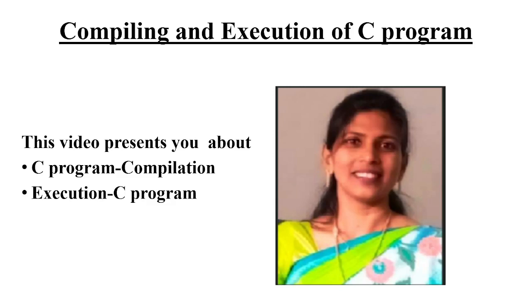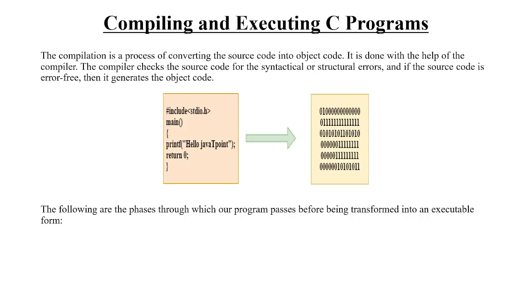This video is going to help you learn how to compile a C program and how to execute a C program. So what is a compilation? Compilation is a process of converting the source code, which means a program written in a high level language, into an object code. Object code means a program which has been translated into machine language.